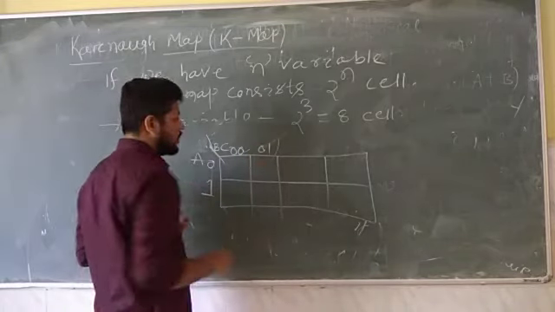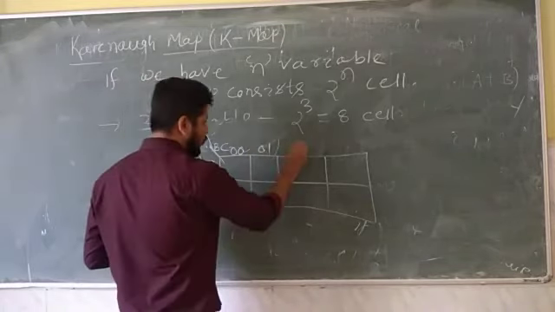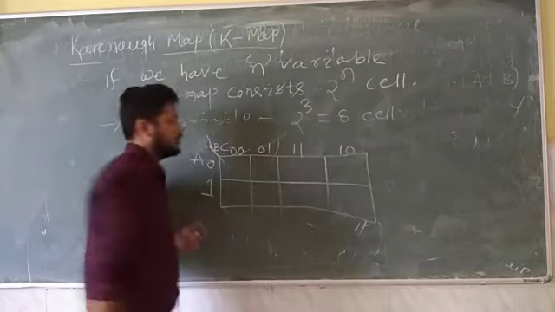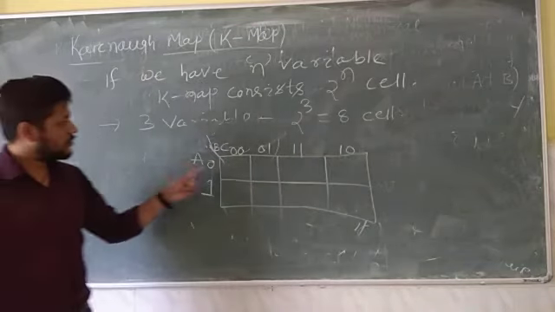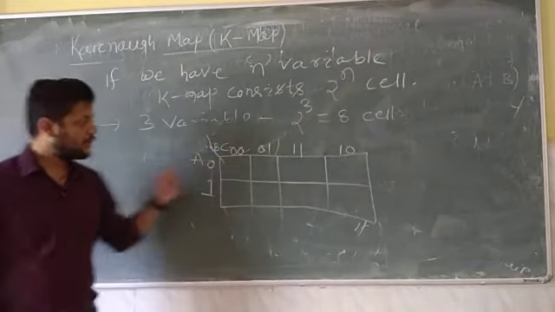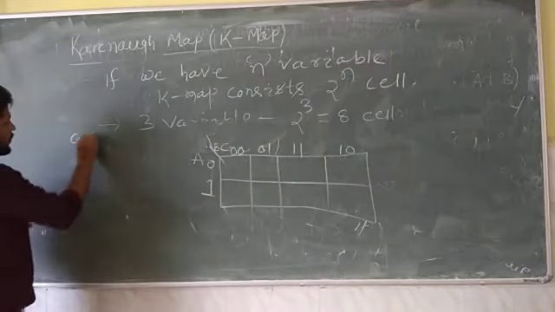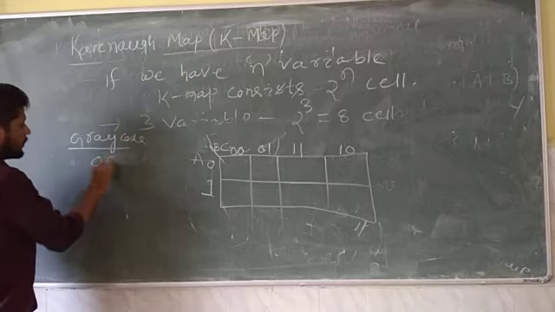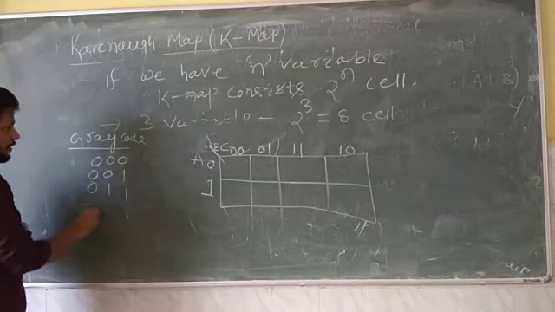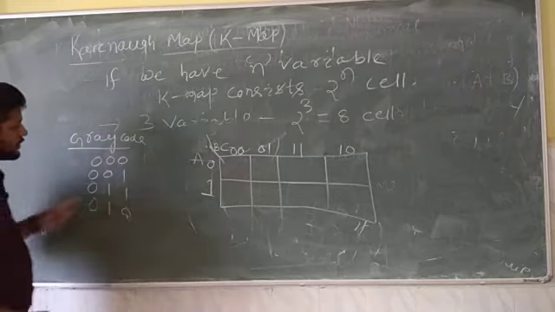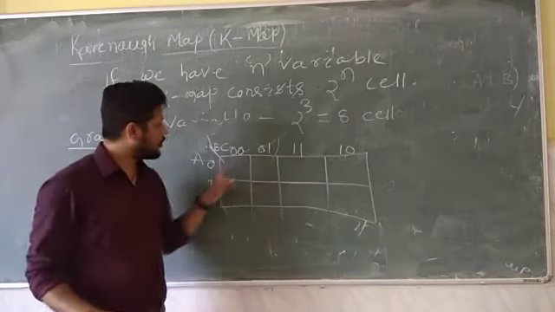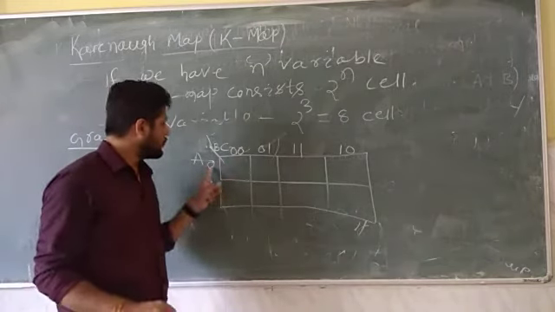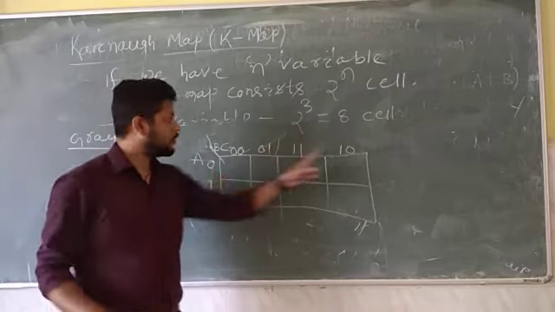then 0 1. Here remember one thing: then 1 1 and 1 0, because in gray code we have 0 0, 0 1, then 1 1, then 1 0. Hence I have to write like 0 0, 0 1, 1 1 and 1 0.